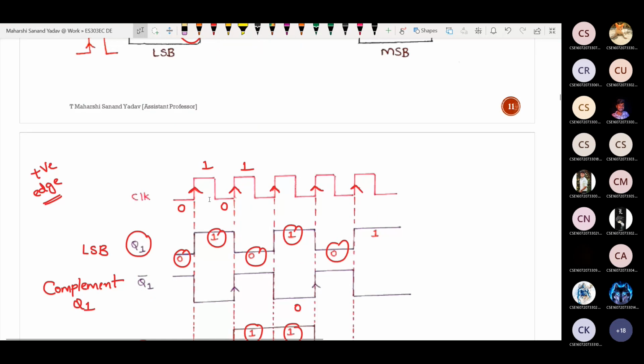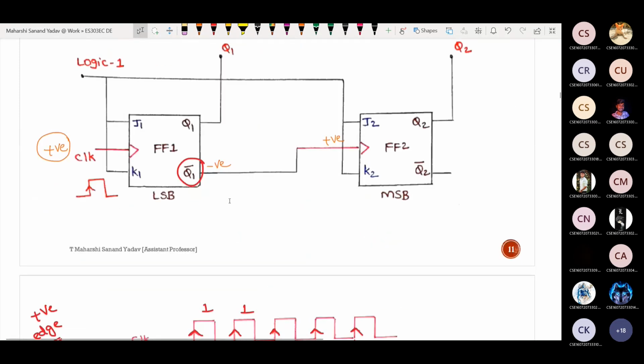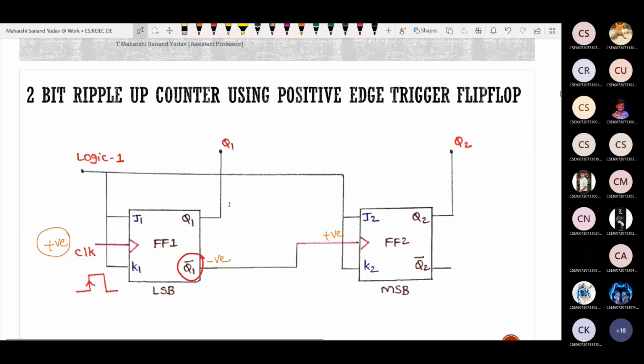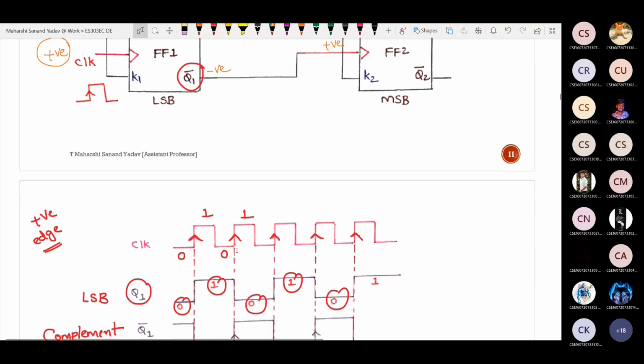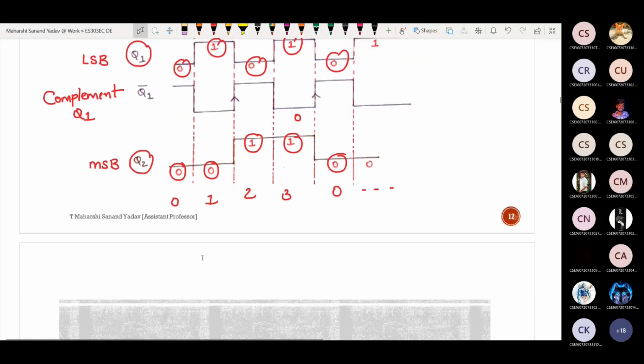So in the exam you can expect asynchronous counters for short. Only they will ask you to draw the logic diagram followed by the timing diagram. And if it is coming for more marks, you need to explain the working.